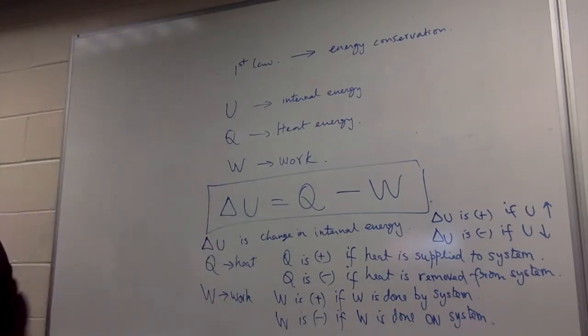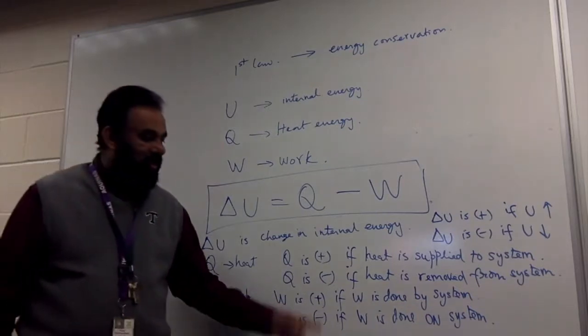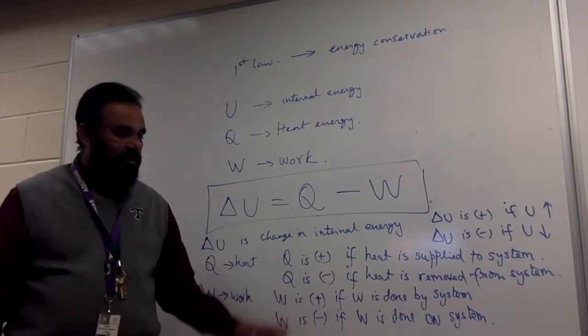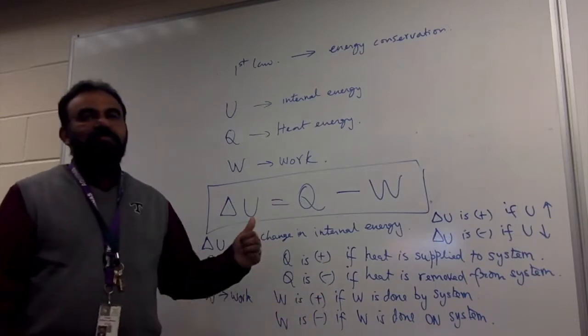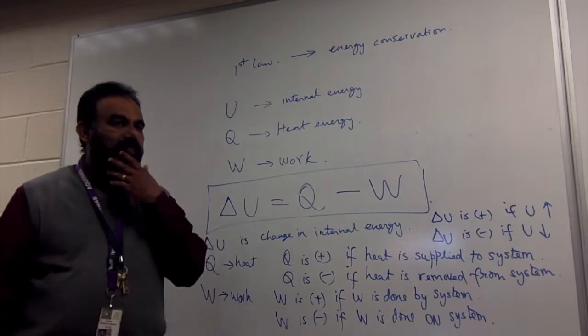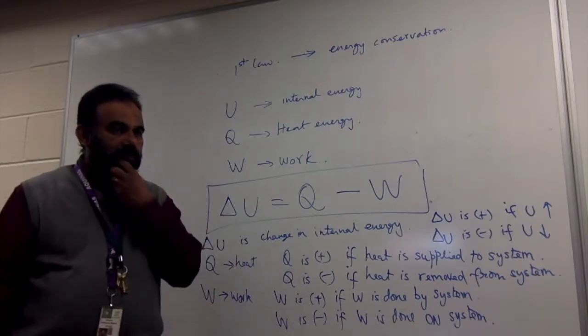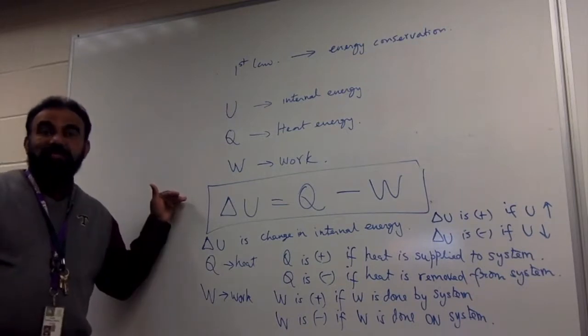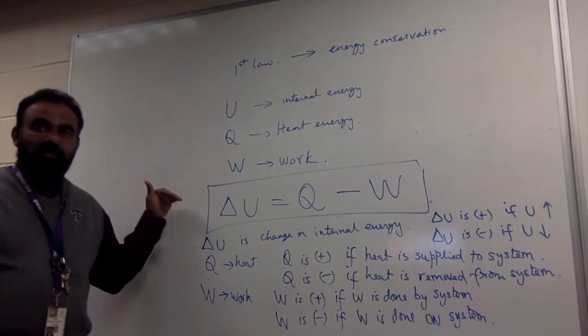So these are the sign conventions that you're supposed to follow. Just pay attention to this, especially there can be confusion here. These things are easy to understand. But this one, there can be confusion. If the work is done by the system, that is positive. What would be an example of work being done by the system? We're going to discuss it. Now we're going to look into more examples of this first law of thermodynamics.